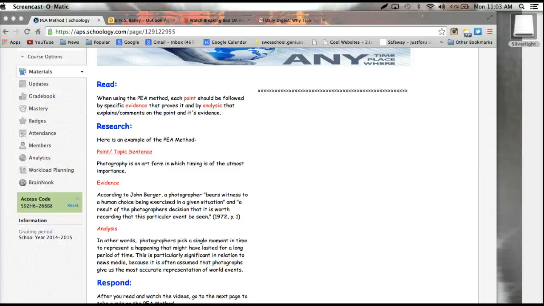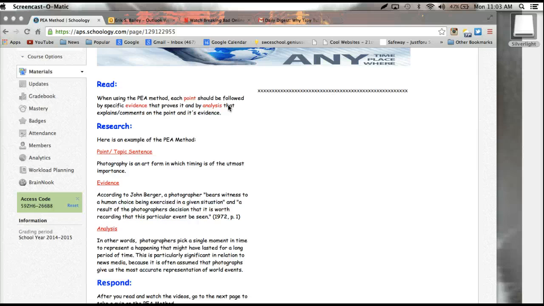Hi everyone, this is a tutorial covering the PEA method, and PEA stands for Point Evidence Analysis. You can see right here in the first paragraph under Read, Point Evidence Analysis is in red. That's what PEA method stands for. And all the teachers in APS Online will be asking you to use PEA method when answering short answer questions.